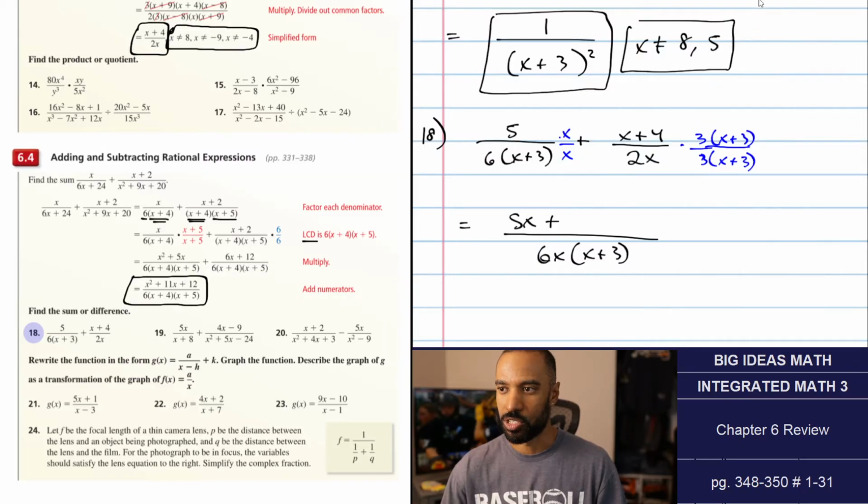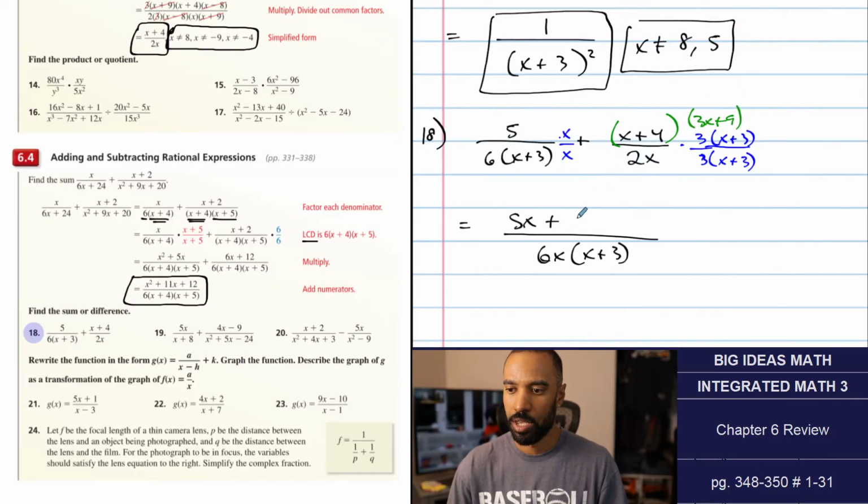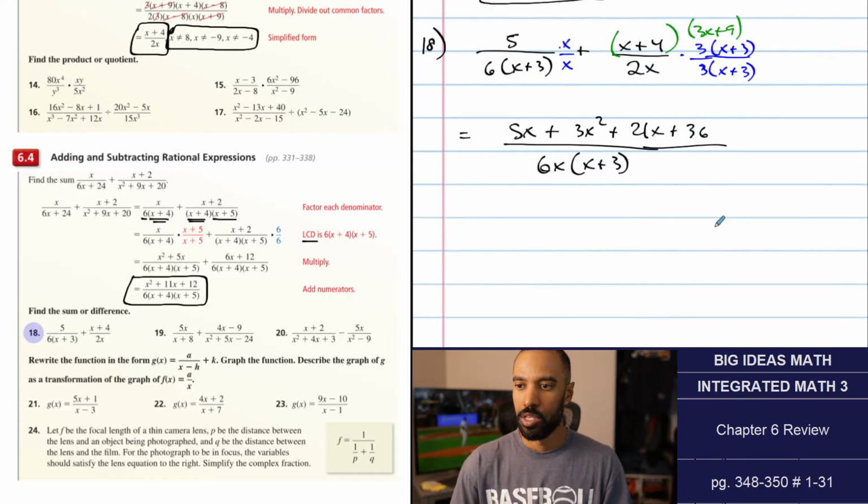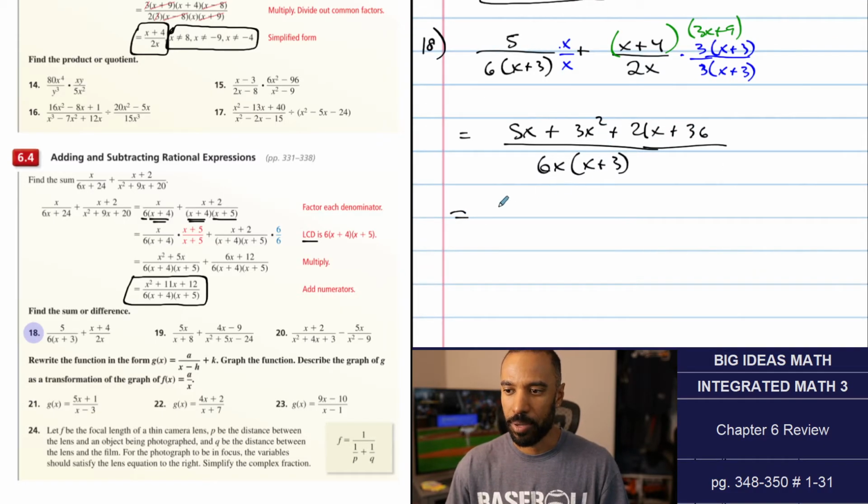That's on bottom, as we now have a top of 5 times x plus, here's where you might want to do a little extra work on the side. 3 times x plus 3 is also 3x plus 9. And we need to multiply x plus 4 with 3x plus 9, which is 3x squared plus 12x plus 9x plus 36. So getting a little more work done there. Now we can combine like terms. I'll write 3x squared first, and then 26x and 36.